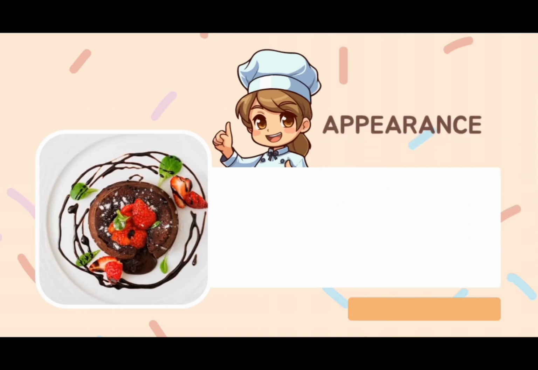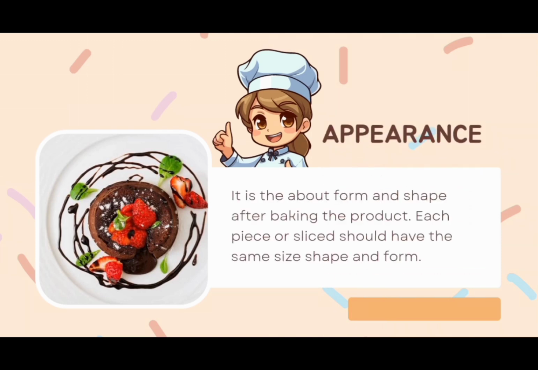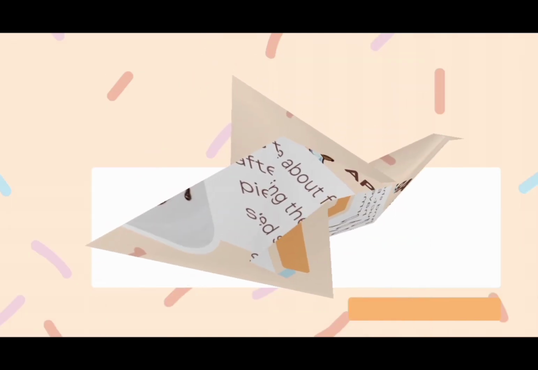Then the next one we have is appearance. It is about the form and shape after baking the product. Each piece or slice should have the same size, shape, and form. The plate needs to be visually appealing. Through the balanced use of color and shape, you can present a dessert simply and elegantly.